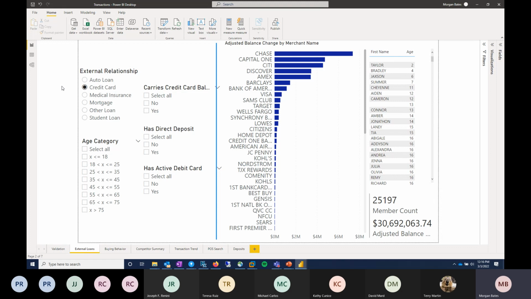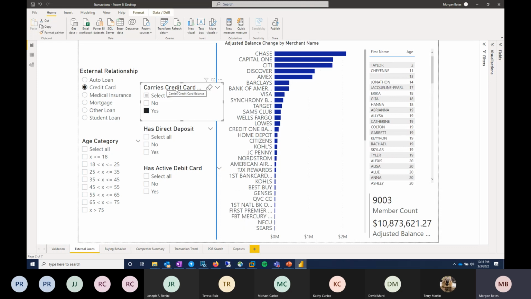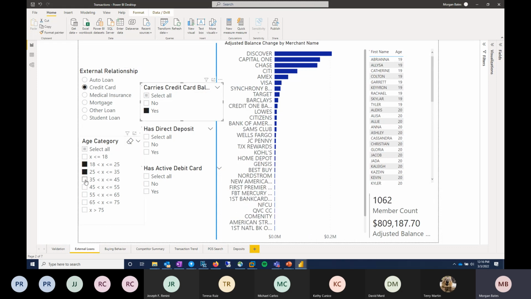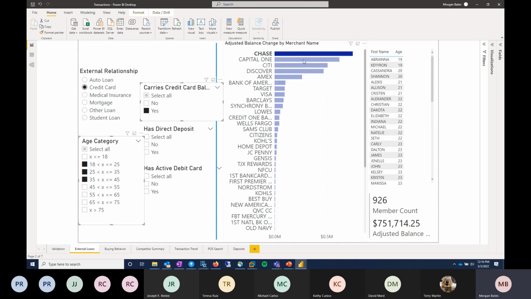Because your marketing group has campaigns that say, I want them to transfer a balance in. So I don't just want them to have a credit card somewhere else. I want them to have a balance on that credit card. So I'm going to look at credit cards, but this time I'm going to say I want them to carry a credit card balance, and they're between 18 and 45, and they're with Chase, Capital One, and Citi.